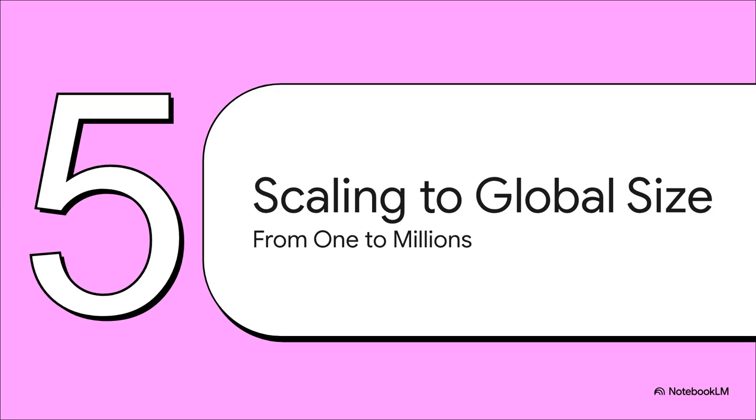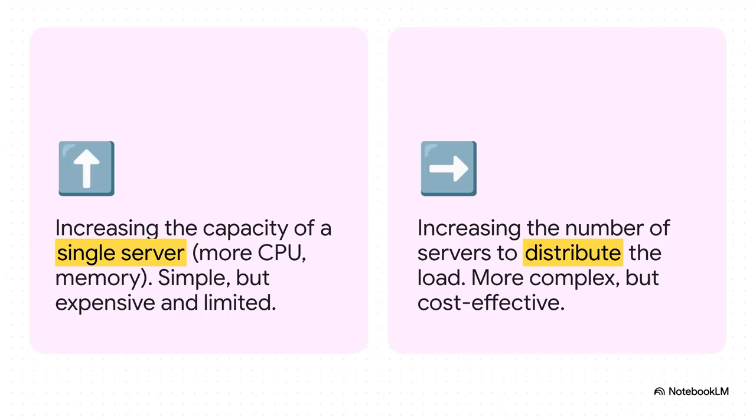But how in the world do you go from that to handling billions of users all around the globe? This is the ultimate challenge: scalability. Well, there are really two main ways to grow, and the robot analogy here is perfect. You can scale vertically. That's like building one massive, super powerful giant robot. It's simple, sure, but it's expensive, and if that one robot goes down, well, your whole operation is toast.